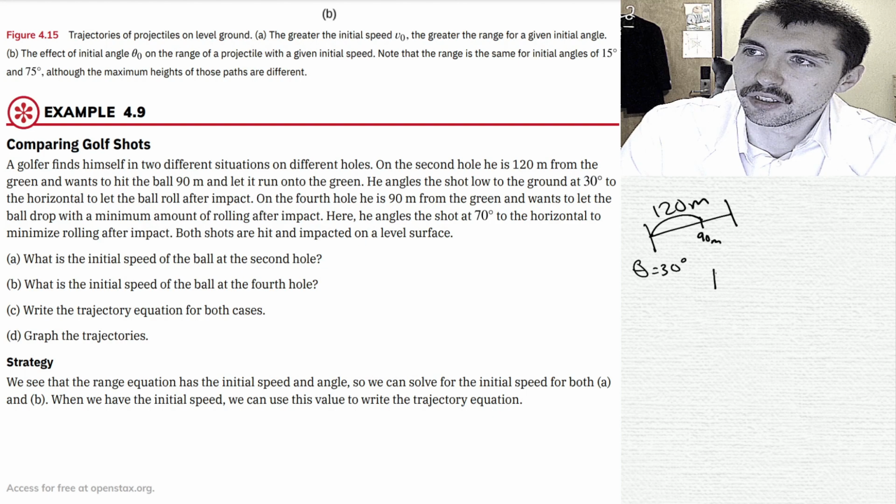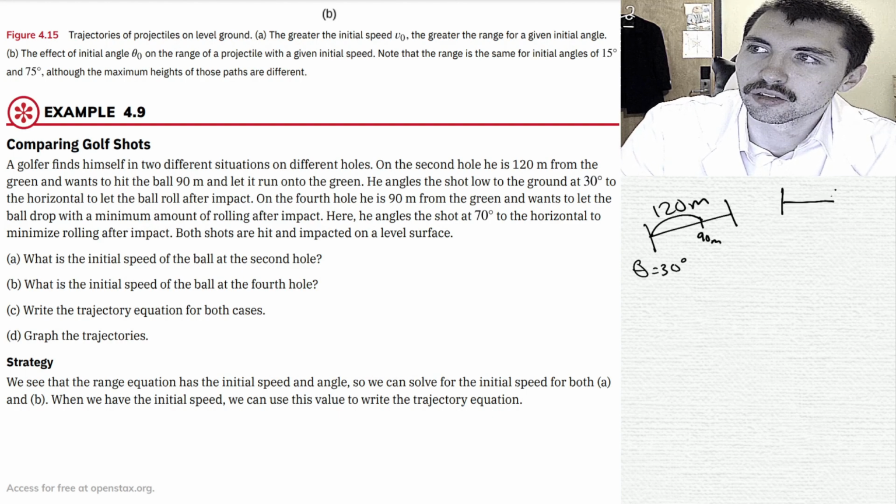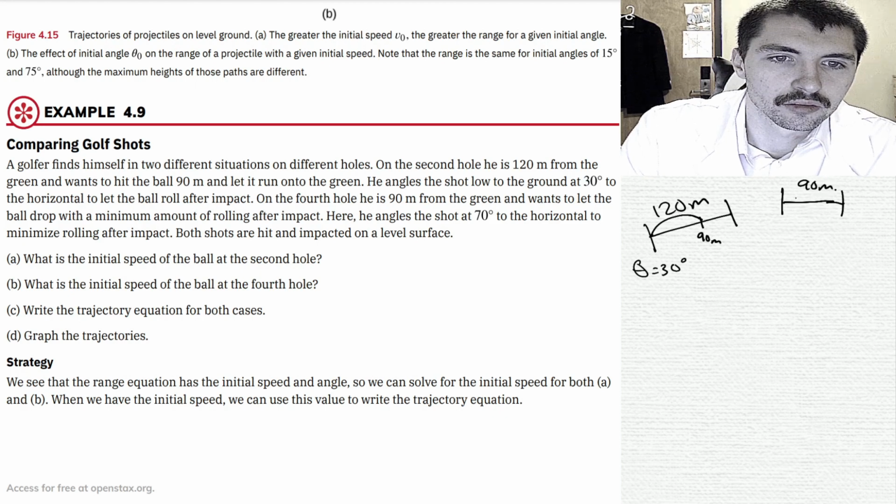Okay. Then when he is 90 meters away, okay, it's 120. So now he's 190. Now he's 90 meters. He wants to hit the ball 90 meters. Fourth hole, he's 90 meters from the green. First he was 120, now he's 90. He wants to let the ball drop with a minimum amount of rolling.